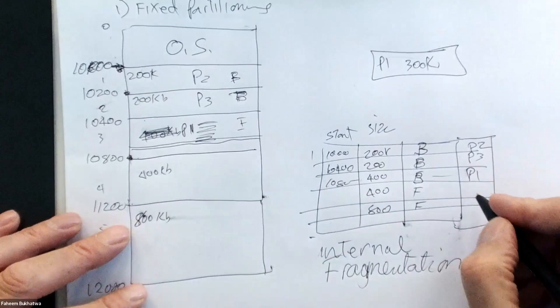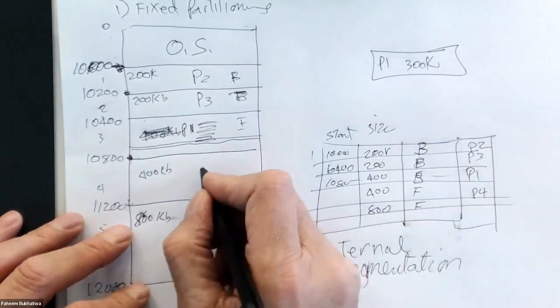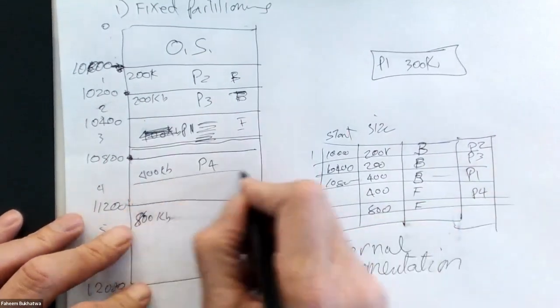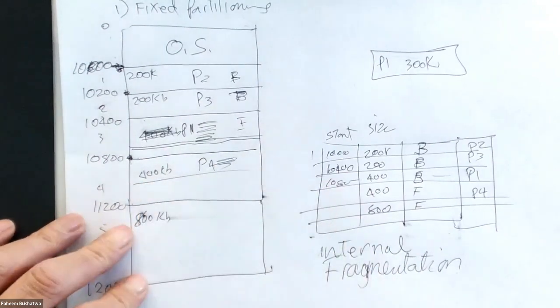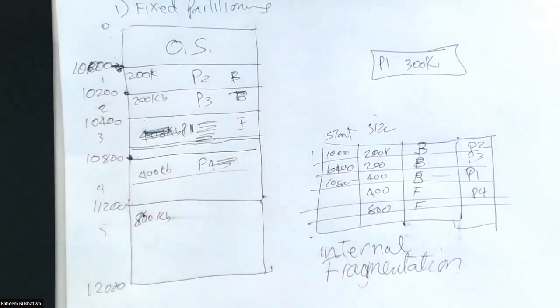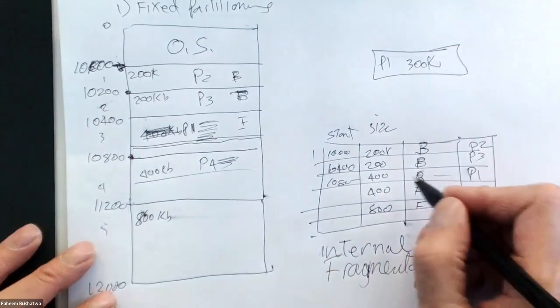So this program number 4 only needs 60K. We put it in this location that can accommodate 400K. What a big waste of wasted space of memory. And of course we mark it as being busy.